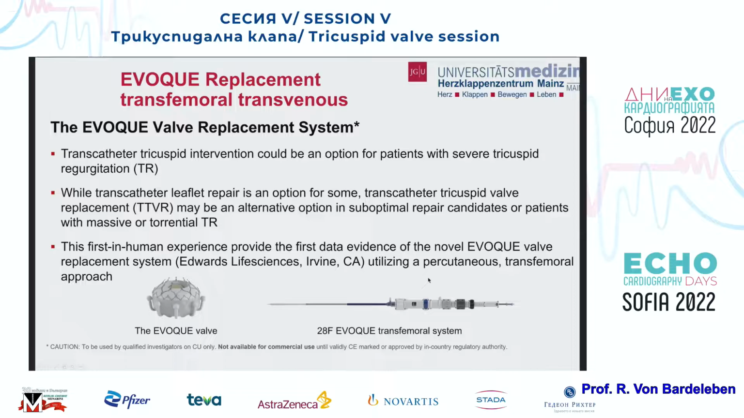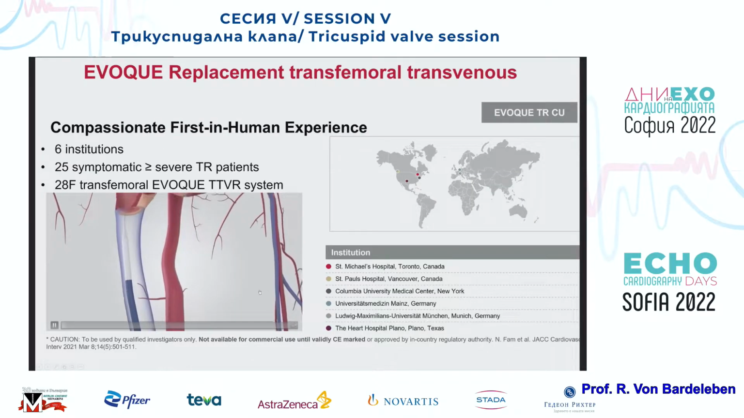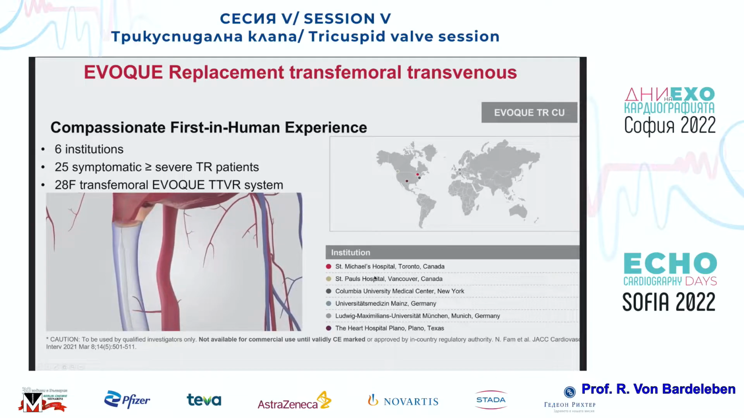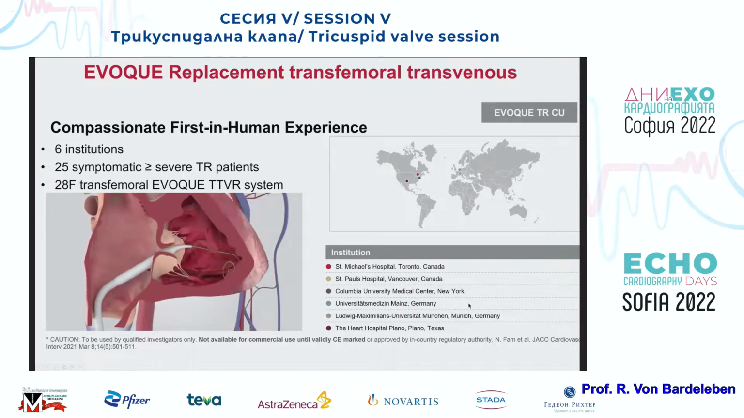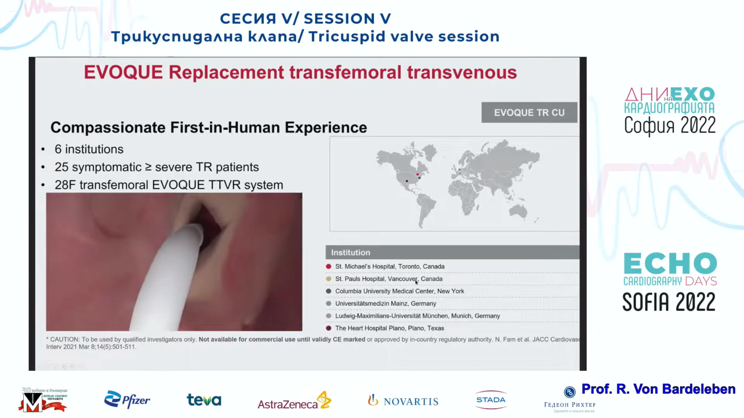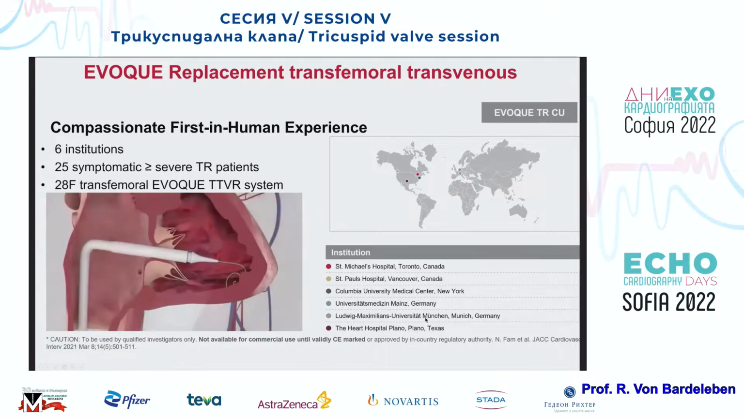The latest iteration is replacement. And we were the first European site to actually evolve and implant the Evoque valve. It was the fourth patient worldwide. And you see the 6 centers worldwide, 2 from Europe and Germany, Mainz and Munich, Toronto and Vancouver from Canada, and New York and Plano, Texas in the United States.